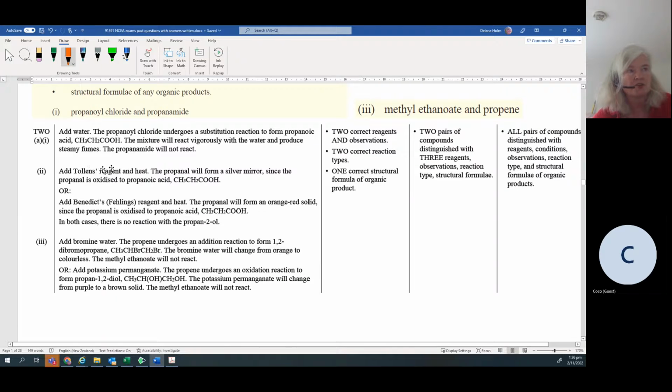So notice you've got to know the Tollens, the Benedicts, or the Fehlings. The Benedicts and the Fehlings both are based on the copper 2 ion going to the copper 1 ion. So it's always going from blue to brick red, because blue is copper 2 plus, whereas the copper 1 plus is the brick red in this case. The solutions only differ in that one uses tartaric acid in the mixture and the other one uses something else.